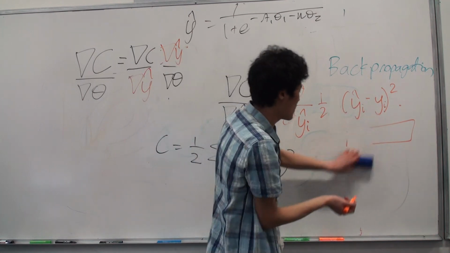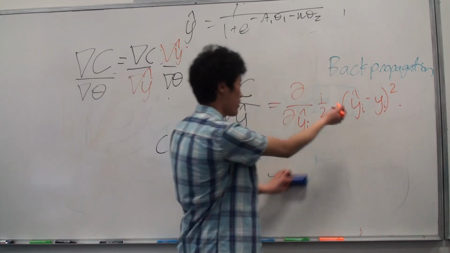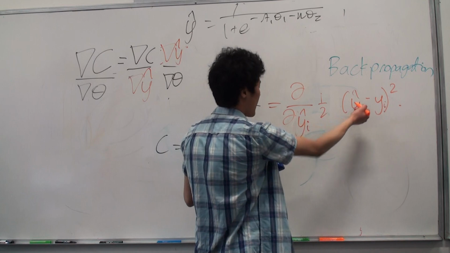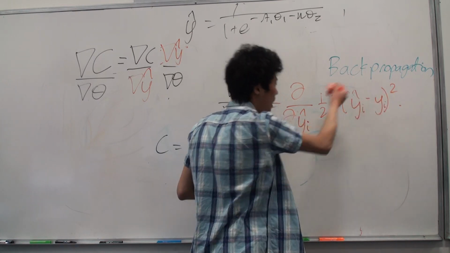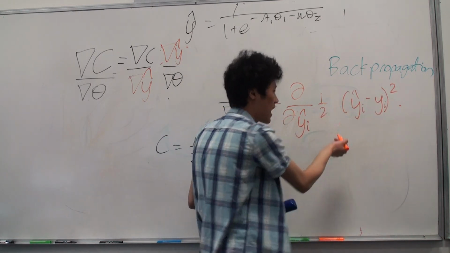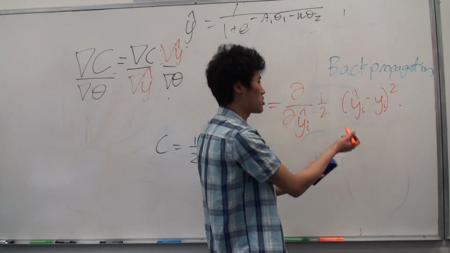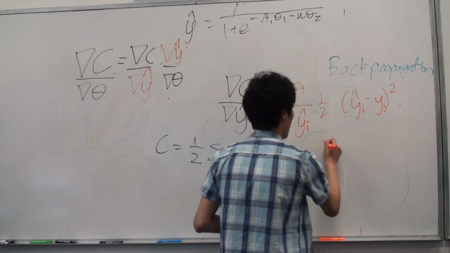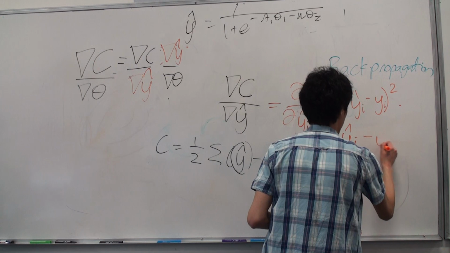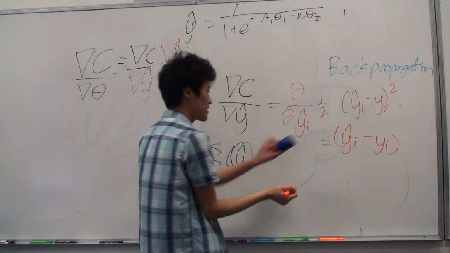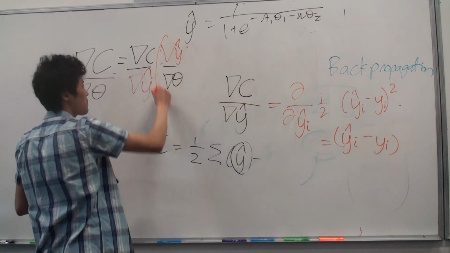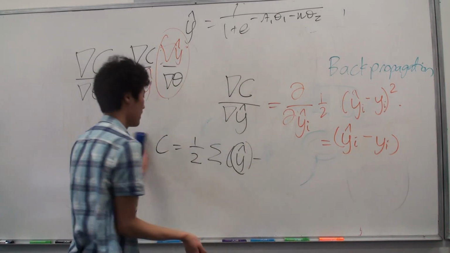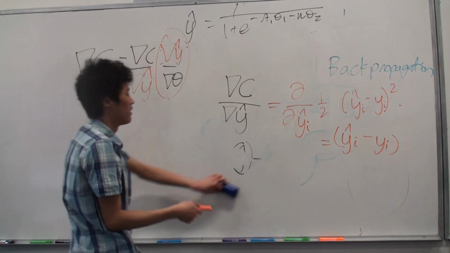And to differentiate this, how do we differentiate this? Because there's a y, we just want y hat, right? We bring the power down, so 2 times half, which is 1, and then we times the differential of the inside, which is 1. So that is just y hat minus y. Okay? So that's the total. So we found that this part is that. But now we need to find this part.